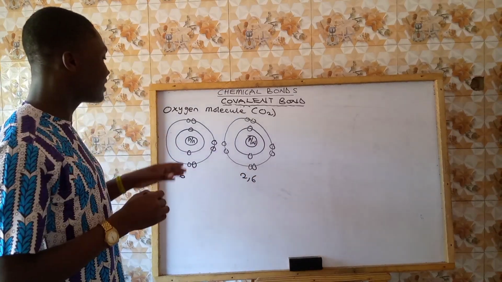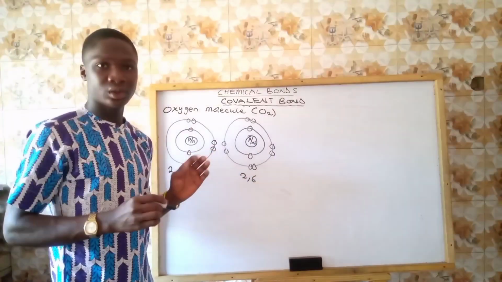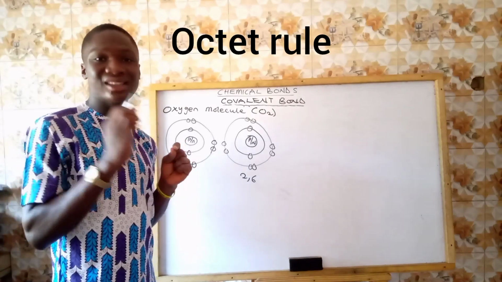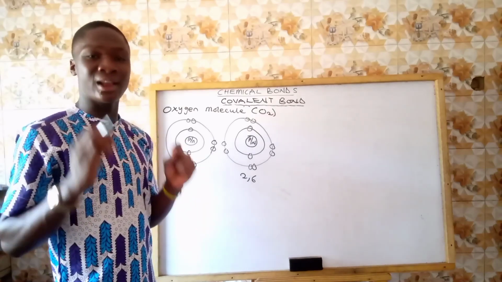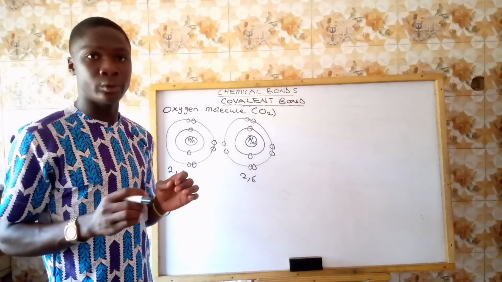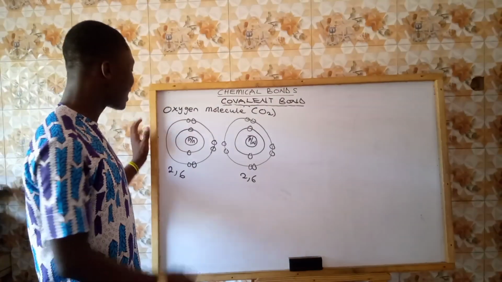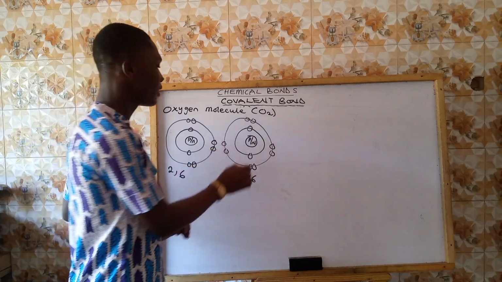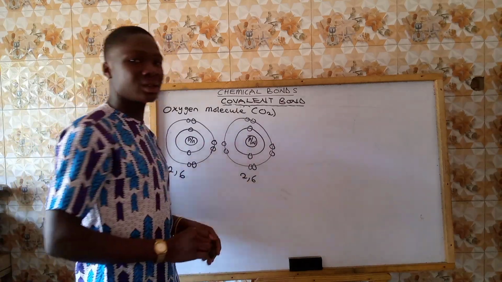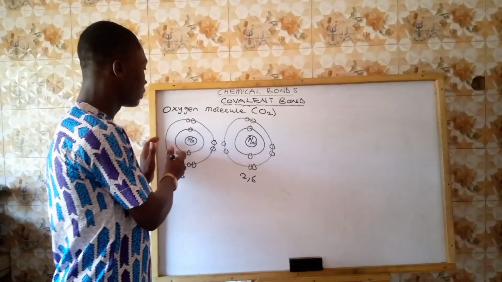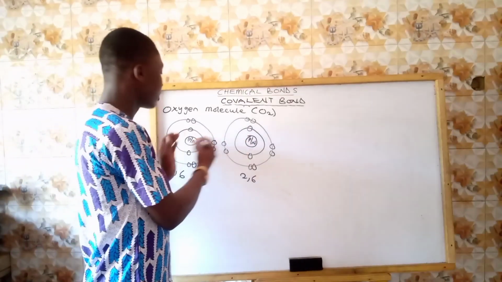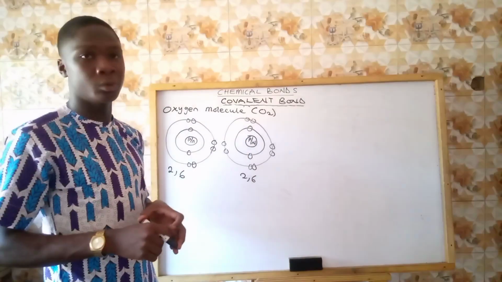Now, since it has more than one shell, it should follow the octet rule, which states that the last shell should have 8 electrons for it to become stable. So now this one has 6 electrons in the last shell, and this one also has 6 electrons in the last shell. So this one will tell this one to give it 2 electrons. This one also will tell this one to give it 2 electrons for it to become stable.